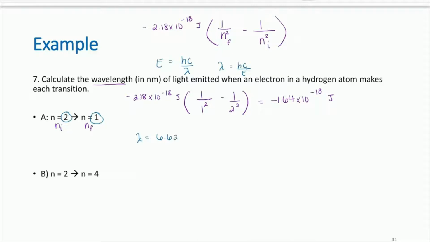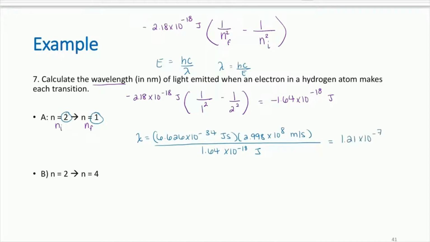Lambda equals h c over E. h is 6.626 times 10 to the minus 34 joule seconds. c is your speed of light, 2.998 times 10 to the 8th meters per second. And the energy we just calculated, 1.64 times 10 to the minus 18 joules. Again, I'm keeping this as positive here because the negative or positive is just telling me whether the energy is being gained or emitted. I'm emitting that energy, and that's why it's negative. I don't want to give myself a negative distance, though. So I find here the wavelength to be 1.21 times 10 to the minus 7 meters.